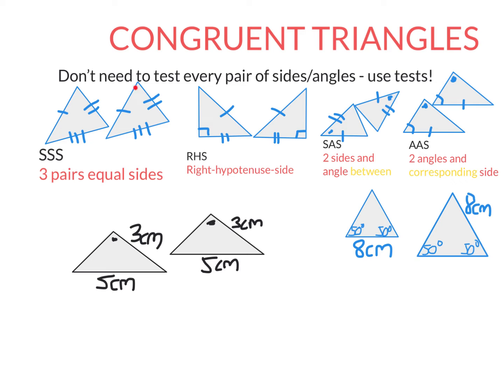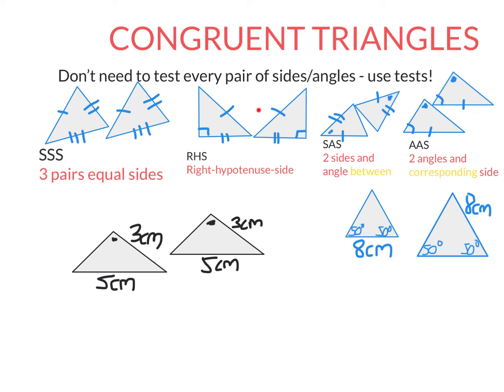So let's look at the first test, which is the easiest to understand, the SSS test. If you have two triangles with 1, 2, 3 pairs of equal sides, then they must be congruent. I don't need to look at the angle sizes. I just know that these two corresponding angles will be equal, but I don't need to test them. If you have two triangles with 3 pairs of equal sides, they must be congruent by the SSS test.